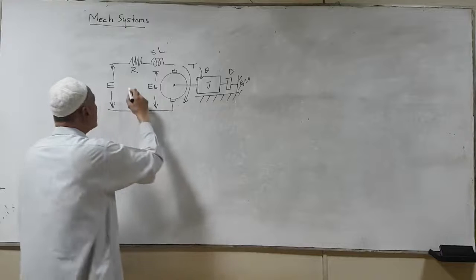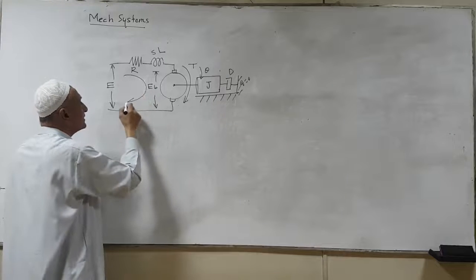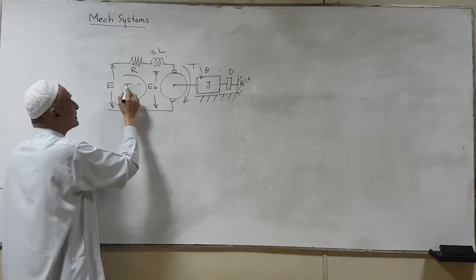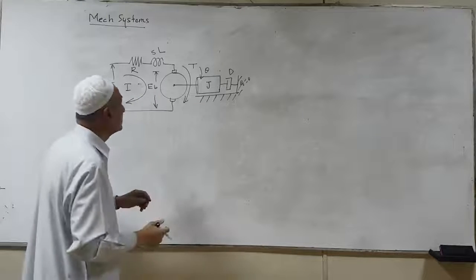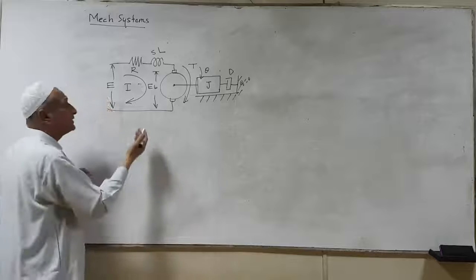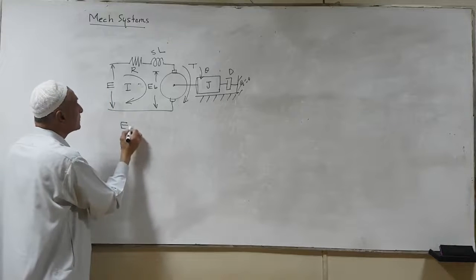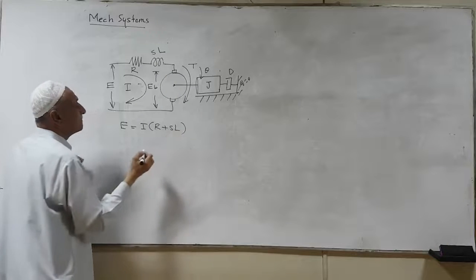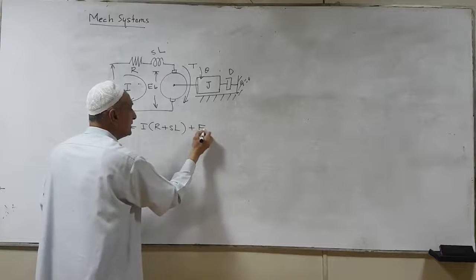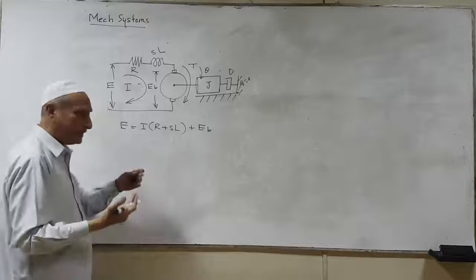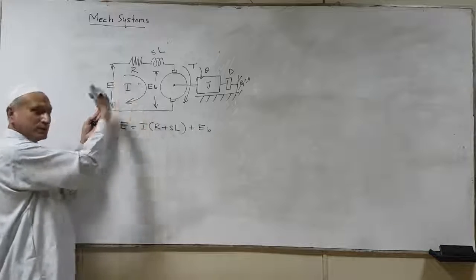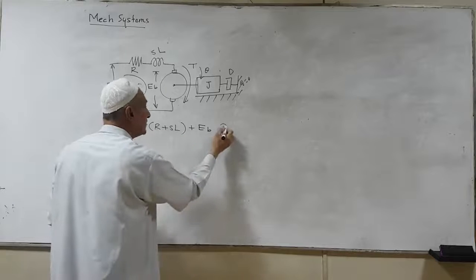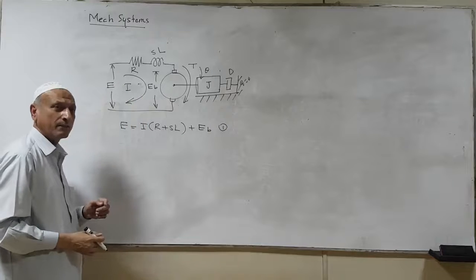Now when we talk about this particular electrical side, we have a current, let's say I. I'll put it as the Laplace transform current, and I'll denote this by capital letters. So let's form the KVL equation of this one. So E is equal to I into R plus SL, and of course plus EB, which is the back EMF. The back EMF is actually in opposition to the source. So this is the electrical side equation. Let's call this equation 1.